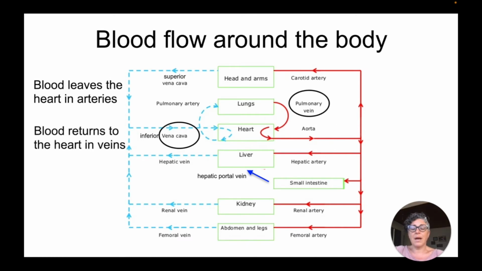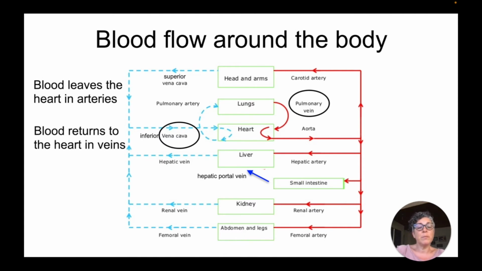We also have blood returning to the heart in veins. So the main vein that comes back to the heart is called the vena cava. There are two of them, but they join together in the atrium of the heart. They're carrying blood back from all the body tissue, and so they enter the heart with deoxygenated blood.